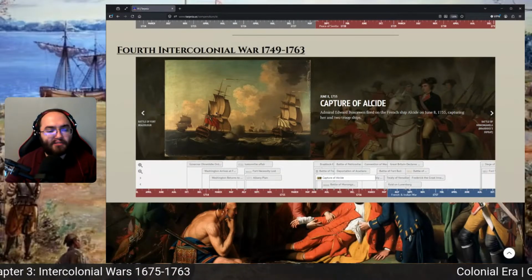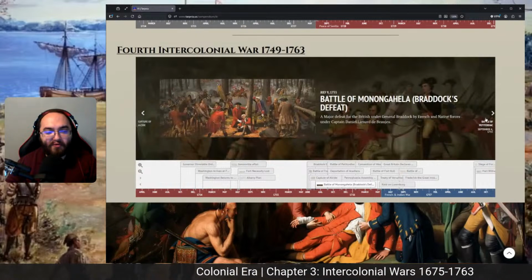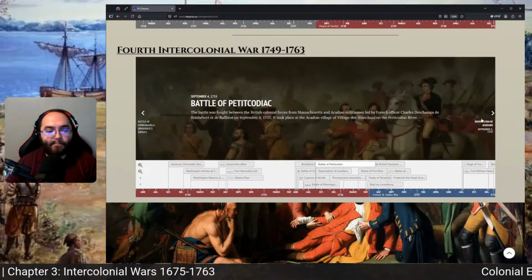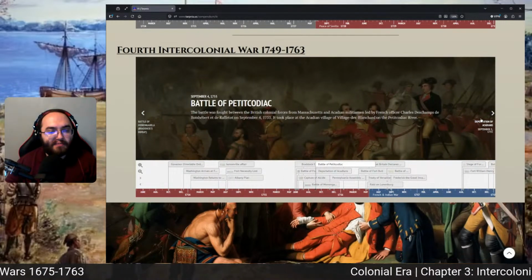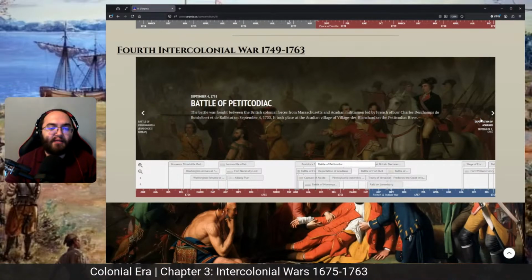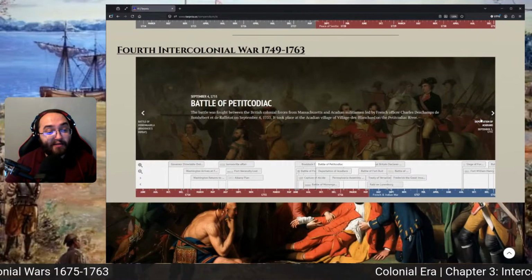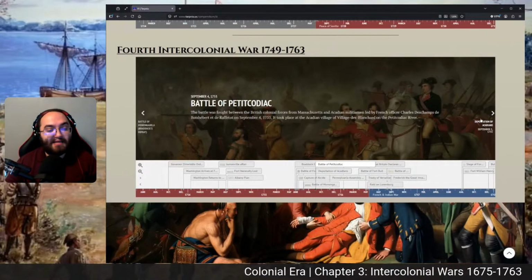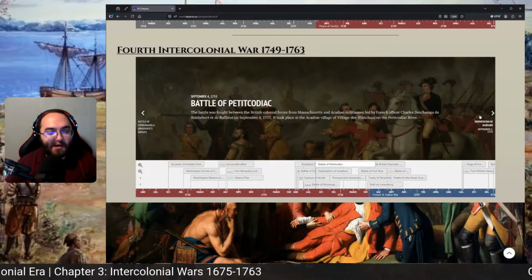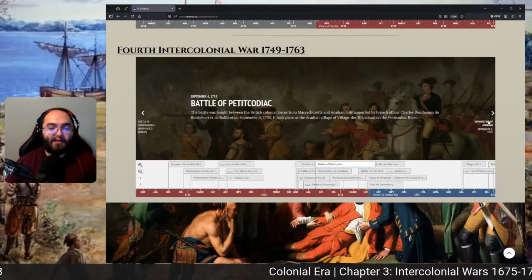Here's a sea battle. Again, I just love these paintings of all these sea battles. You have Braddock's defeat on July 9th, 1755. You have the Battle of Petitcodiac. This is between British colonial forces from Massachusetts and Acadian militiamen led by French officer Charles Deschamps de Boishébert et de Raffetot. These French names, never. And it took place in the Acadian village de Blanchard.